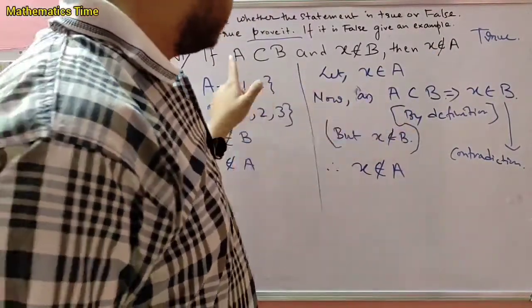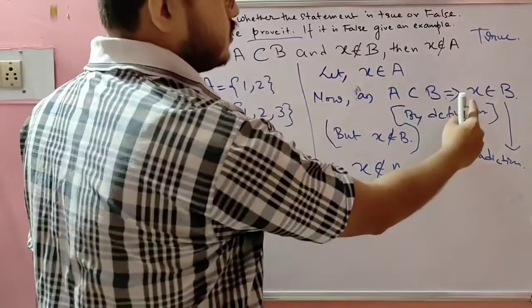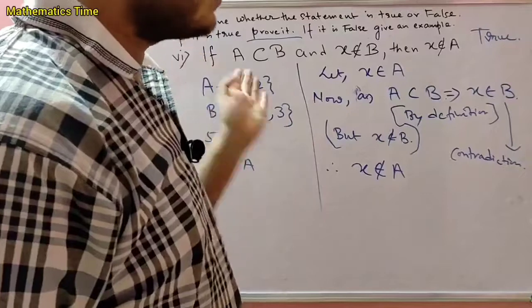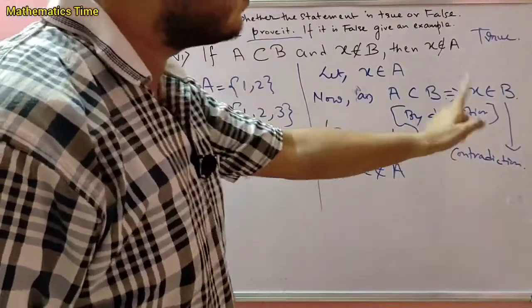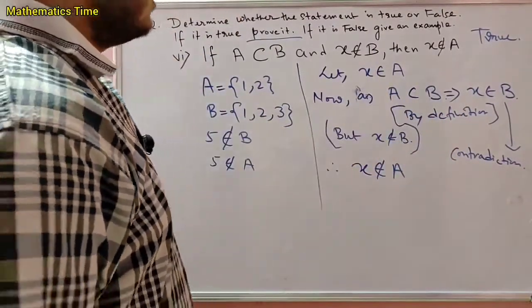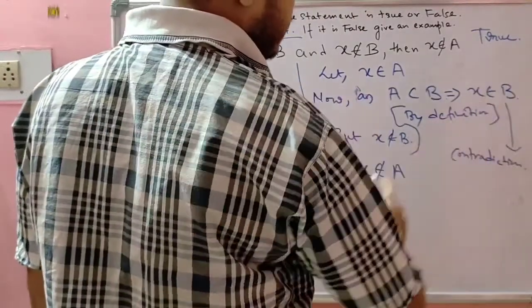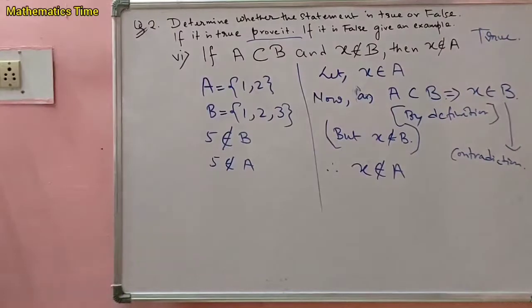Then as A is a subset of B, X will be an element of B because of the definition. As per definition, if X belongs to A, then X will be an element of B if A is a subset of B. But it's given in the statement X does not belong to B. So this is a contradictory statement. So X will not be an element of A.